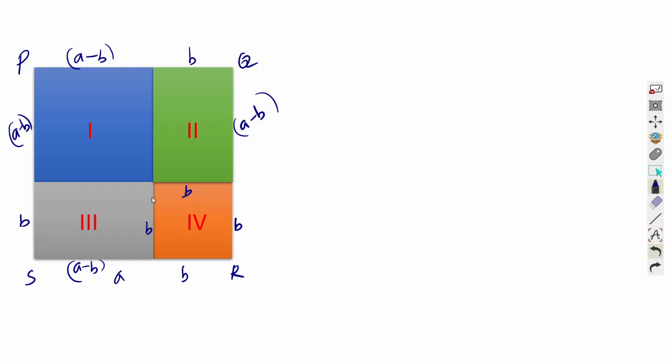This time, I am going to think in a different way. The same square, 4 rectangles, trying to find out the area of PQRS. But the naming of the side changed a little bit. So let us consider the area of the first rectangle, rectangle 1, where the sides are A minus B and A minus B. So naturally it will be A minus B whole square.